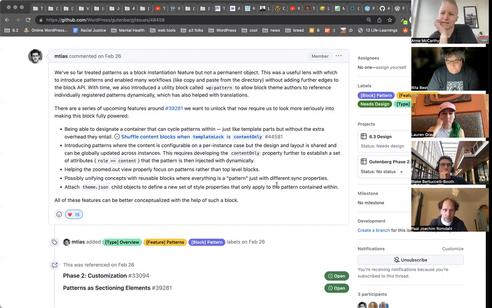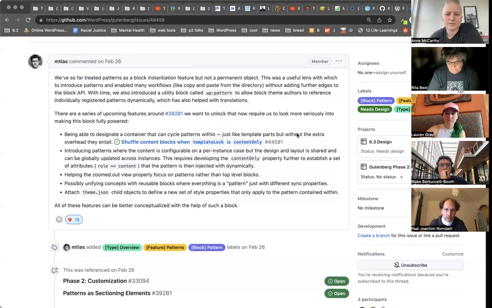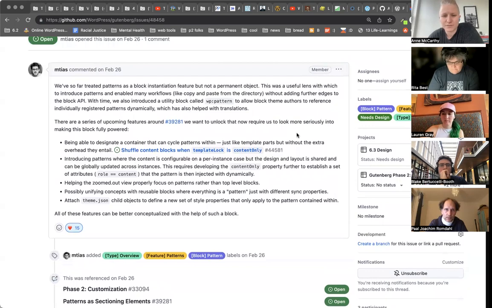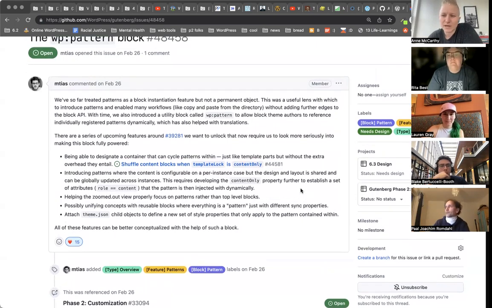There's a lot of design thinking on this right now, and obviously there are the technical underpinnings. And all of this relates to phase 3: how do you manage multiple people editing something, and locking something down versus something else? I just wanted to call out this issue because this has come up a fair amount, and it impacts a lot of different parts of the interface. You can see this possible unifying concept for reusable blocks, where everything is a pattern just with different sync properties. So this is on the mind, and obviously a big undertaking.